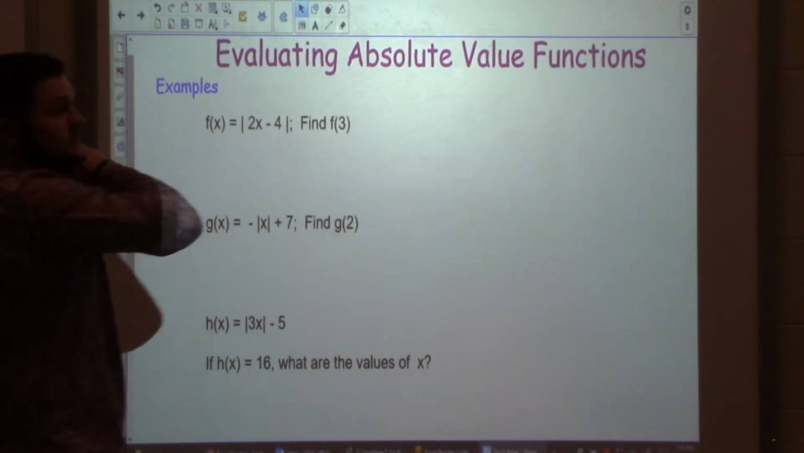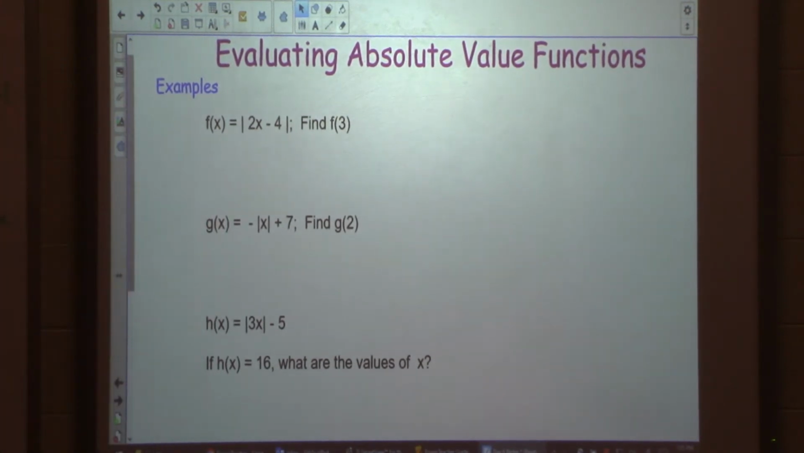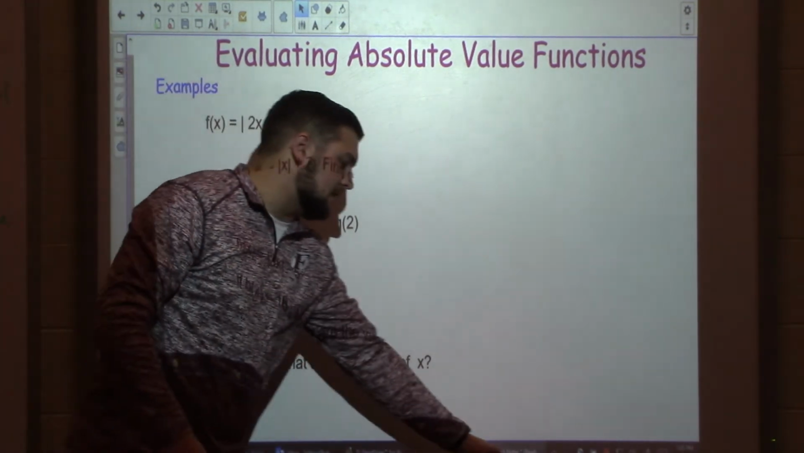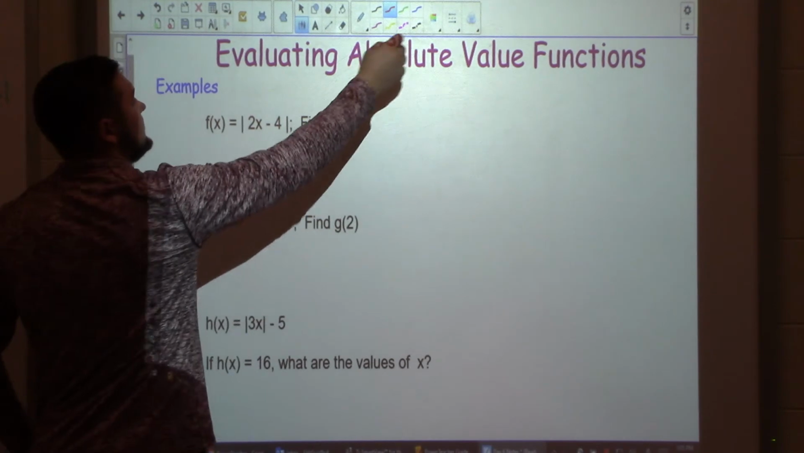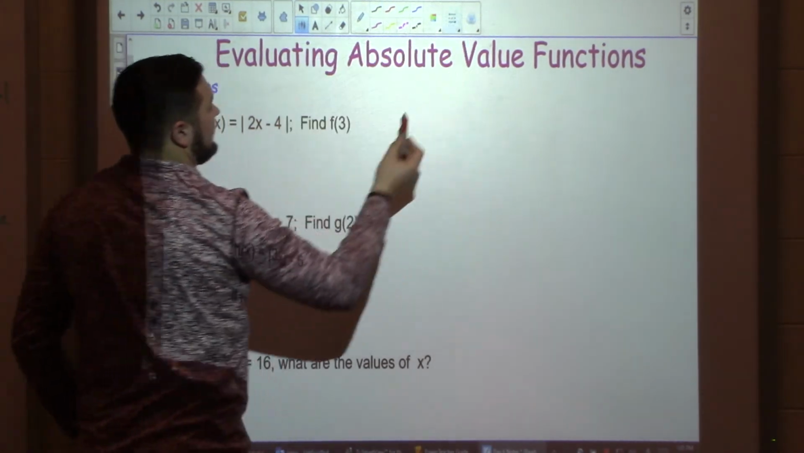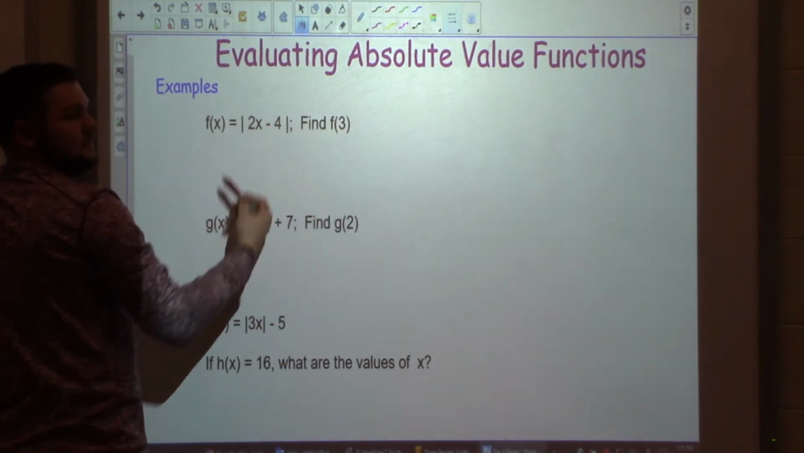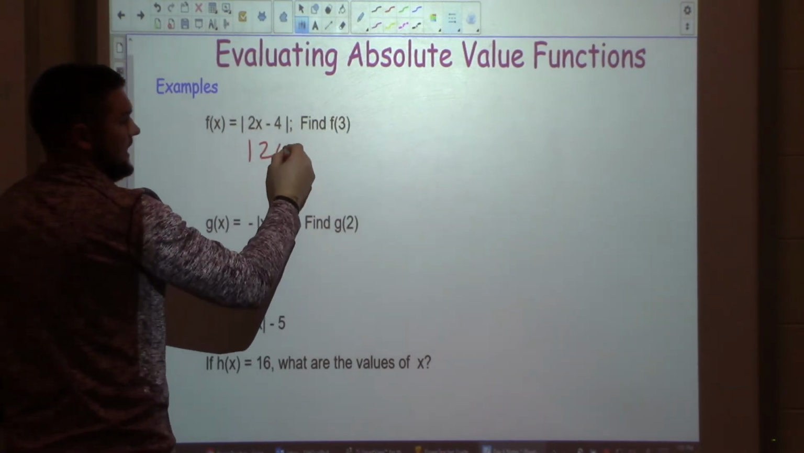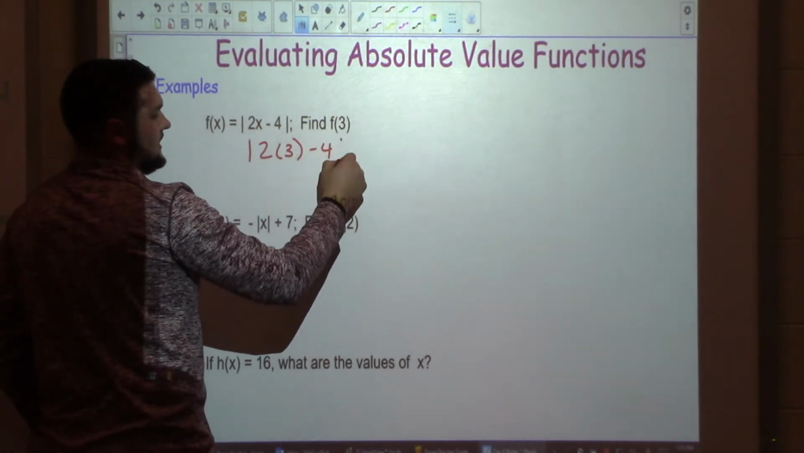Evaluating absolute value functions. We dealt with absolute value earlier this year. Who would have thought it would come up again? Oh, crazy. If I have the absolute value of 2x minus 4, and I want to find f of 3, I'm going to do the same thing I did before. Plug 3 in for x. Absolute value of 2 times 3 minus 4.